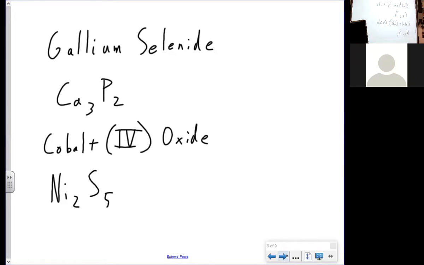Let's knock out the first one together. So we got gallium, which is Ga. What do I need to know about it since it's an ionic bond? It's a positive 3 charge. Selenide is negative. I want to know what it is first, then tell me the charge. Se, and the charge is -2. Crisscross. What is gallium selenide going to be? GaSe3. Forgot something. Ga2Se3.